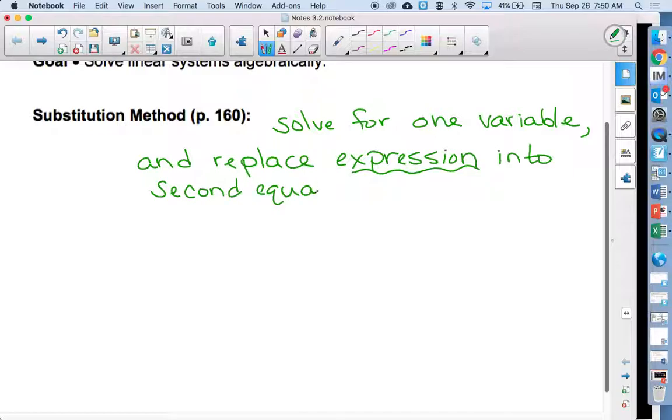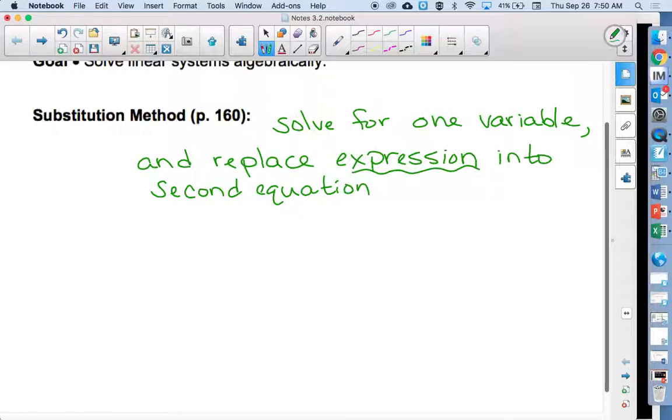And the key thing is to make sure that you're replacing it in the other equation. So you can't solve for y and then go back into the same equation. It doesn't work that way. You gotta use both. If you replace it back into the same equation, you end up getting like 0 equals 0 because everything cancels out. So you solve for one variable, you take that expression that you get, whatever it's equal to, and you plug that in the second equation. So the goal is to have one variable left so that you can solve.